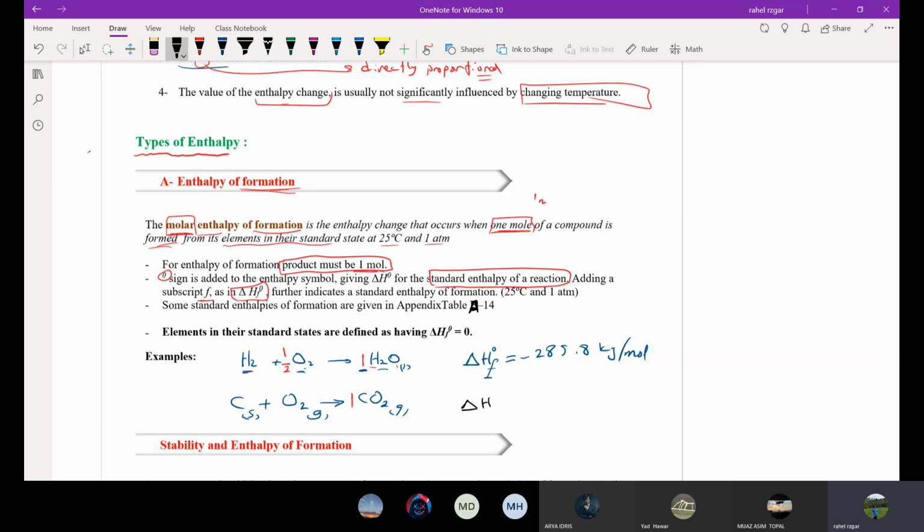Can I name the delta H as F? Yes, we can. Normally, for any reaction, every reaction has a delta H. But sometimes we can name them, we can put F in front of them. When can we put F in front of them? When the product is 1 mole and it's formed from its elements.